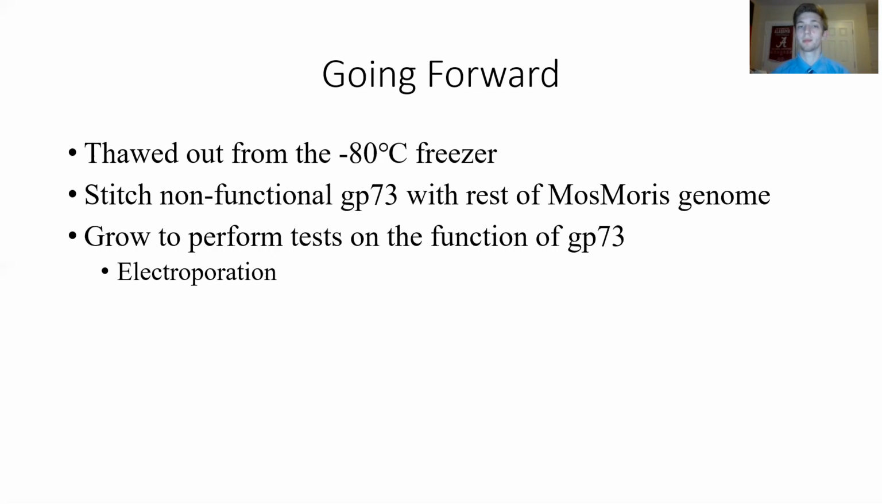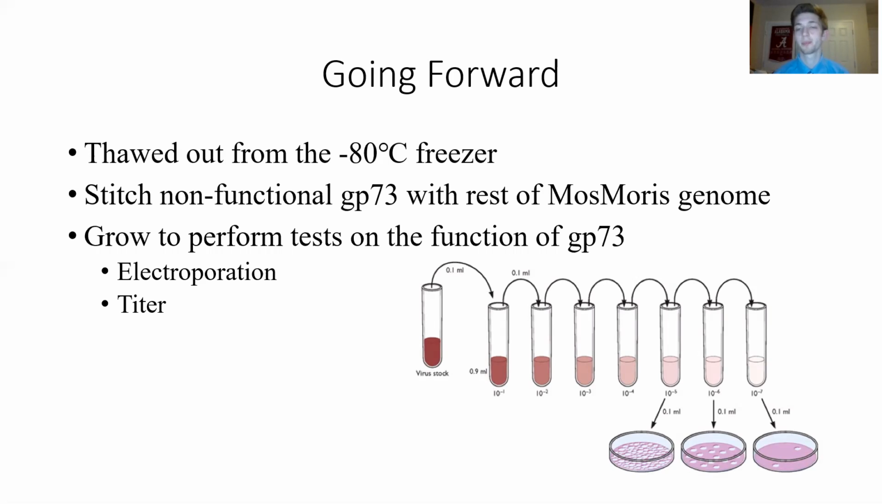We can electroporate cells to help them get into it, and then perform what's called a titer, where you just serially dilute. You take 0.1 milliliter of the stock of virus, and then continually take 0.1 milliliter and keep making times 10 dilutions. And you can use this to test for virality, because if the normal MosMoris at 10 to the minus 5 looks like this, but the non-functional gp73 at 10 to the minus 5 looks more like this, and there's way less of those viral plaques on it, then we can see that clearly gp73 is needed in order for this virus to be truly viral.